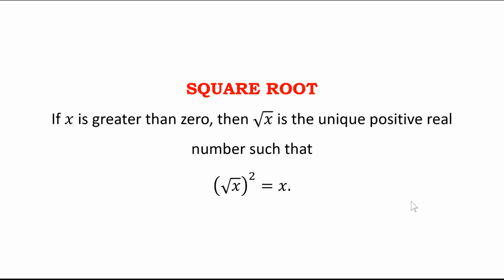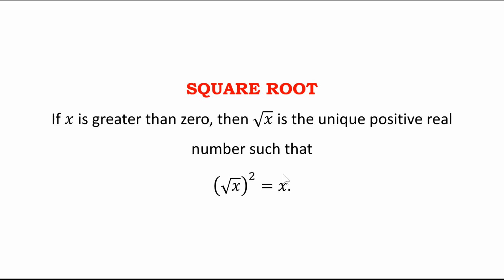Again, I'm trying to stress this definition. If x is greater than 0, that is, x is a positive number, then the square root of x, using the radical sign now, is the unique positive real number such that if you multiply it by itself, the square root of x times the square root of x, it will equal x. That's what square root means. It's the number you multiply by itself to get x.